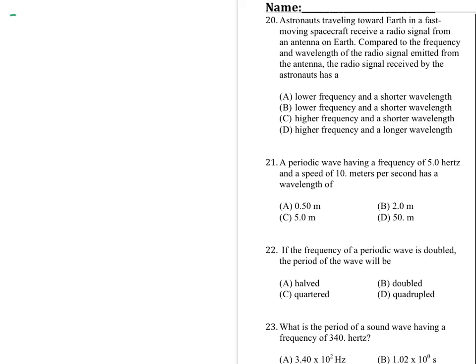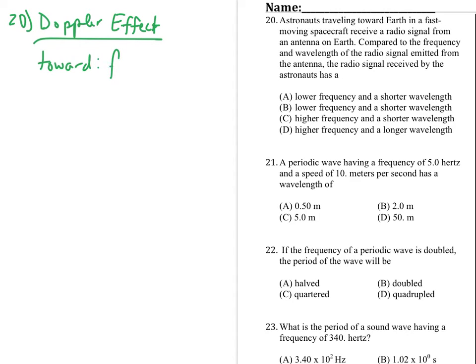Alright, number 20 is talking about the Doppler effect. So we have a moving source. We're going to figure out what happens to the frequency and wavelength of the radio signal. So Doppler effect, toward, frequency goes up, wavelength goes down, away. It's the opposite effect. Frequency goes down, wavelength goes up.